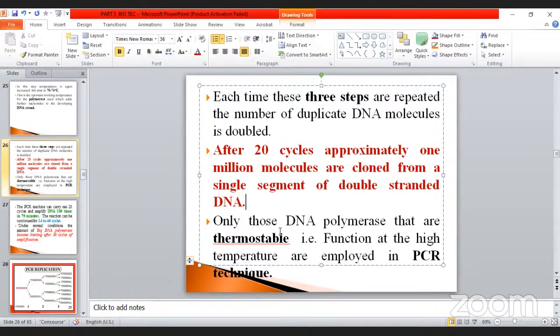Only those DNA polymerases that are thermostable, that function at high temperature, are employed in the PCR technique. That is very, very important. Already told you, in the PCR technique, the temperature plays a vital role in the PCR reaction. It may be changed in each and every process: denaturation, annealing, and also elongation. And finally, the speed of reaction. When you are adding the additional DNA molecule to the PCR technique, we have to maintain the temperature, then only you will get the result.